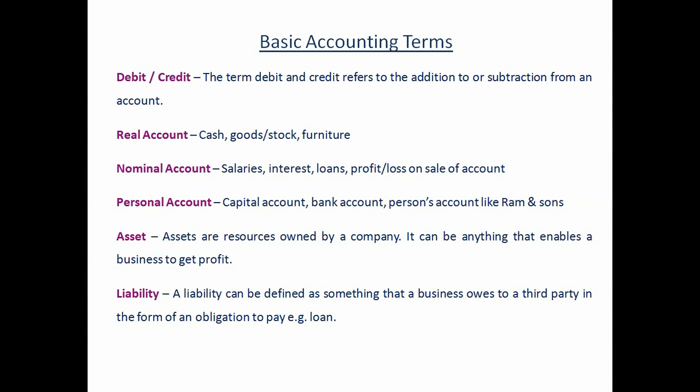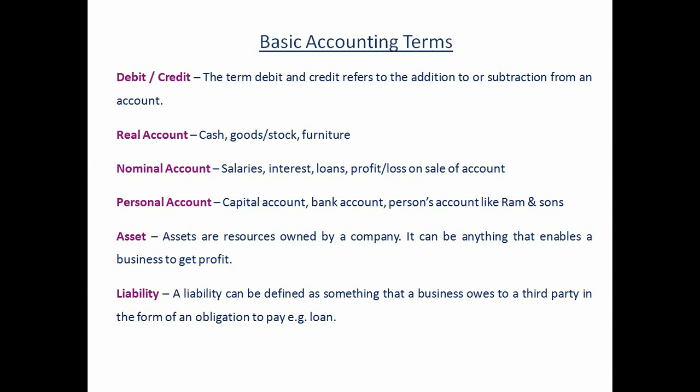The term debit and credit refers to the addition to or subtraction from an account. Real accounts: examples of real accounts are cash, goods, stock, furniture. Nominal accounts like salaries, interest, loan, profit and loss on sale of account. Then there is personal account, which includes capital account, bank account, and person's account like Ramlal and Sons, Shamlal and Sons.